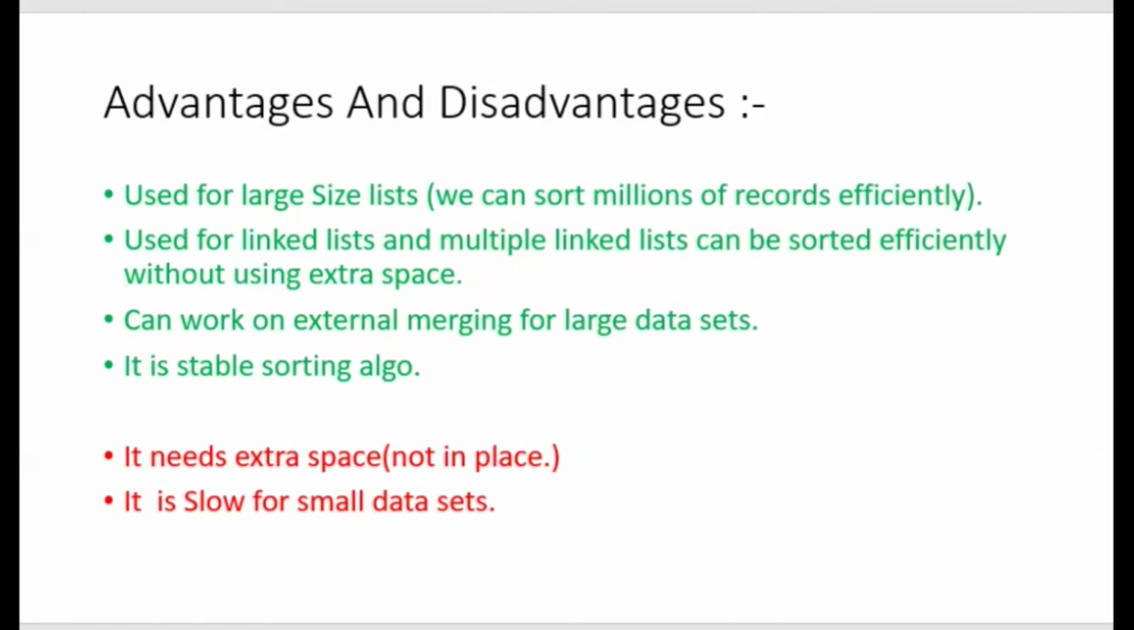Merge sort is used for large size lists. We can sort millions of records efficiently by using merge sort, and it is also used for linked lists, and multiple linked lists can be sorted efficiently without using extra space. That is why it is preferable for linked lists. And merge sort can work on external merging for large data sets, and it is a stable sorting algorithm. Stable sorting algorithm means it maintains the order of identical elements in the output array as well.